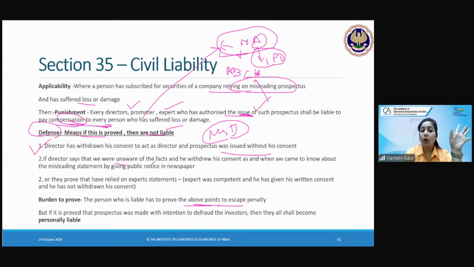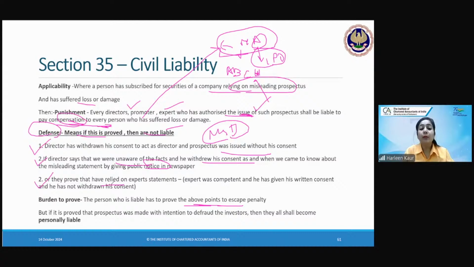Number 2, the director was not aware of the facts and he withdrew his consent. A director saw that in the prospectus you are writing such things. I'm not even aware. What are you writing? And he quickly gave a public notice in the newspaper withdrawing his consent. Look, I'm not party to it. I'm not a director. As soon as he came to know that there are facts which are misleading, he gave a newspaper ad saying I am withdrawing my consent. He came to know and withdrew his consent by giving a newspaper public notice. Then he will not be held liable.